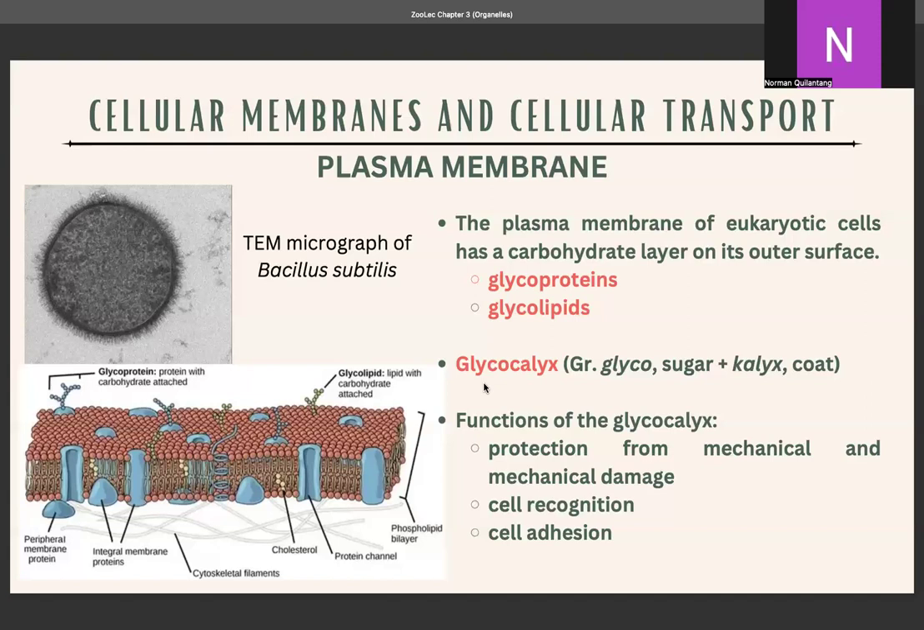So again, just remember that the plasma membrane doesn't only contain the phospholipid bilayer. It is actually a mixture of different molecules. Sometimes that's why scientists also refer to the plasma membrane as the fluid mosaic, because it's a mosaic of different molecules.